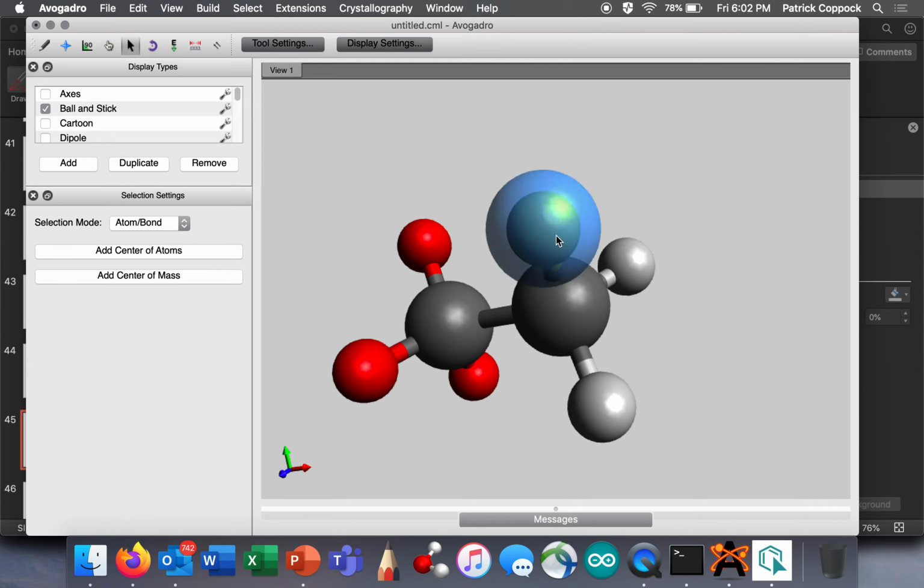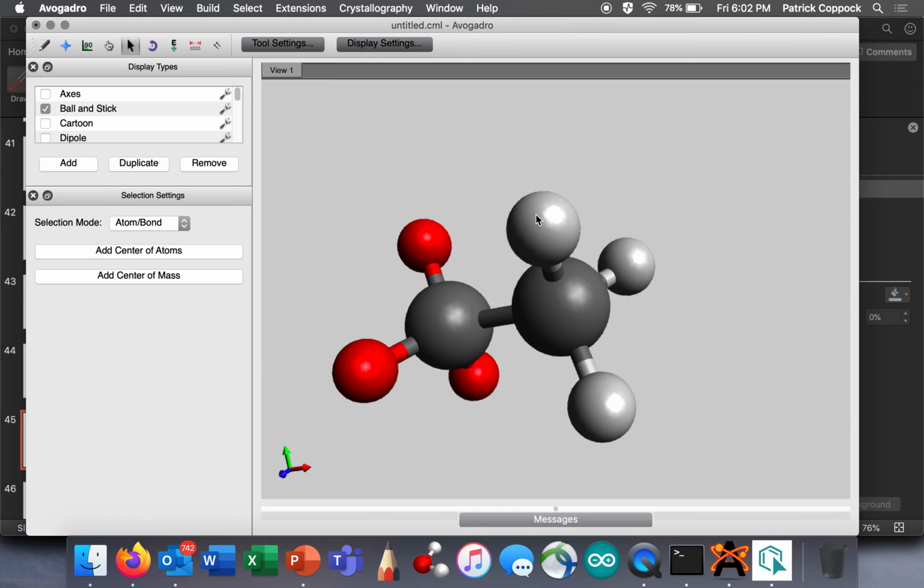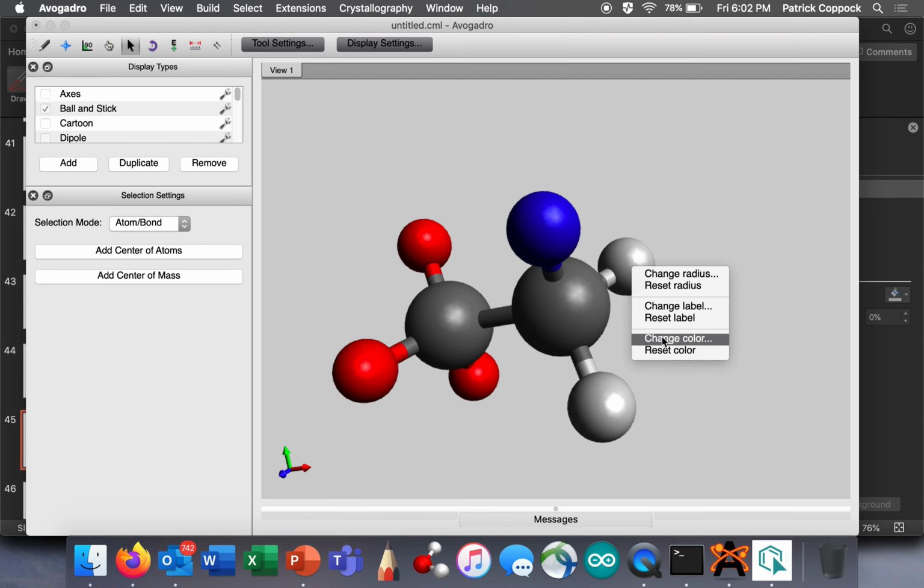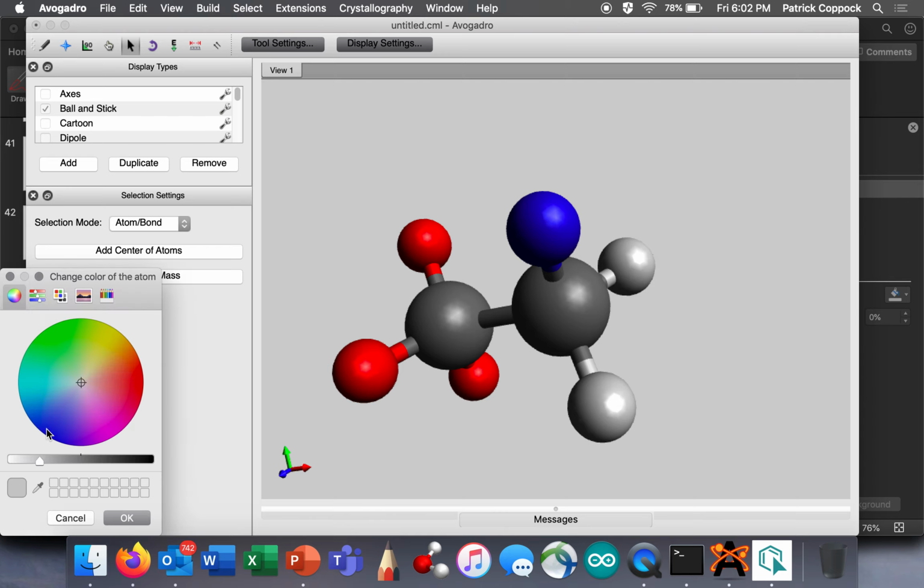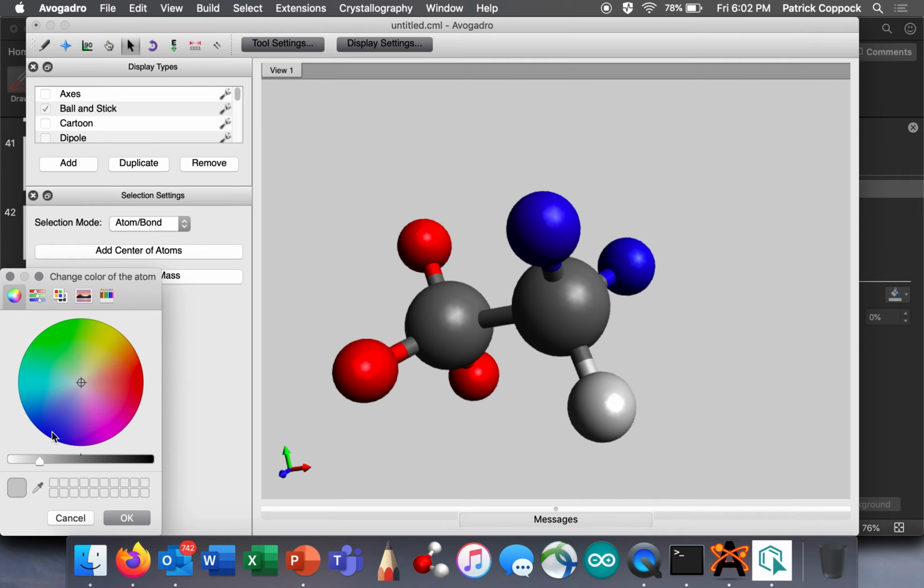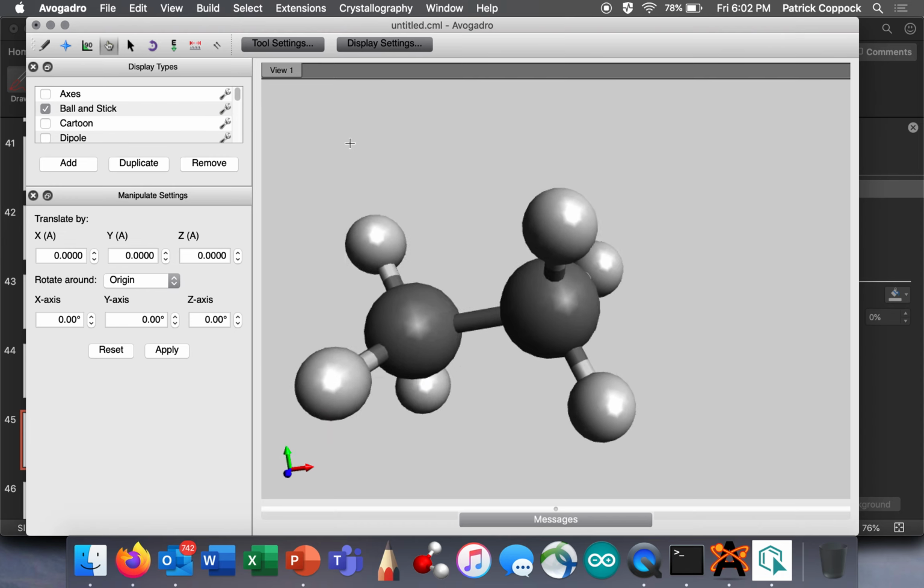You see what we're doing? We're going to build that molecule like we had in the previous one. I don't think I can do all three at once. It doesn't make sense, but all right, reset color, change color, blue, okay. Change color, blue, okay. Change color, blue, okay. All right, so now we actually have the molecule that we have.